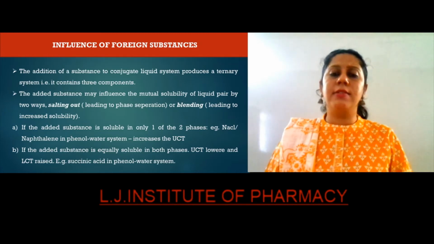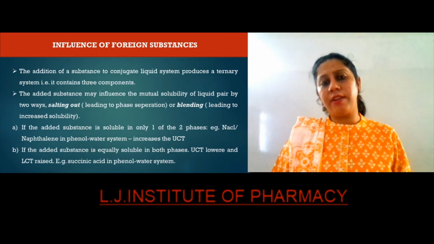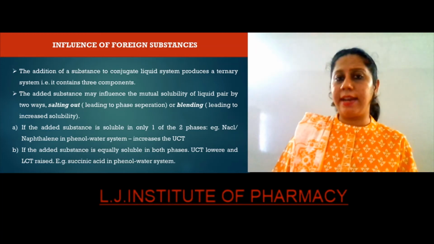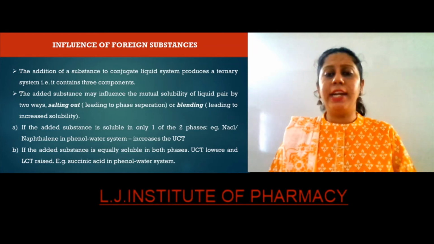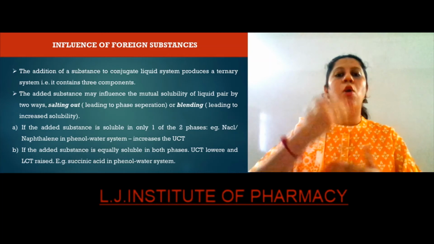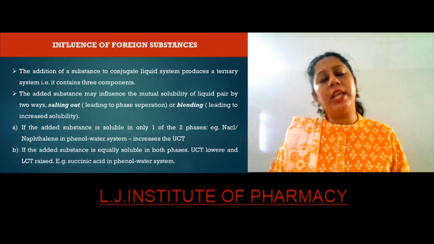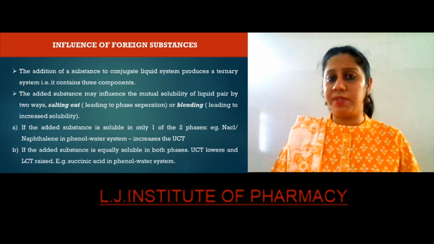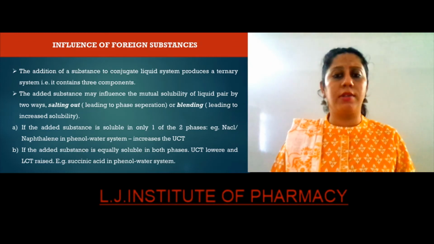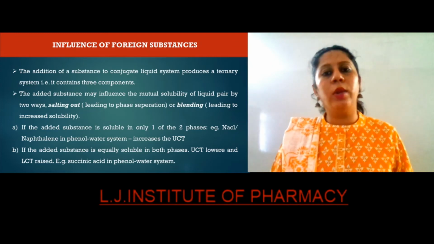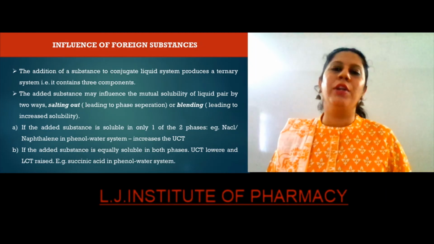The example is sodium chloride. If NaCl, which is soluble in water, or naphthalene, which is soluble in phenol, is added to the phenol water system, what will happen? It will salt out the other phase, and it will increase the UCT. But if we add a substance which is mutually soluble in the phenol water system, like succinic acid, it will blend the two phases and therefore it will lower the UCT.